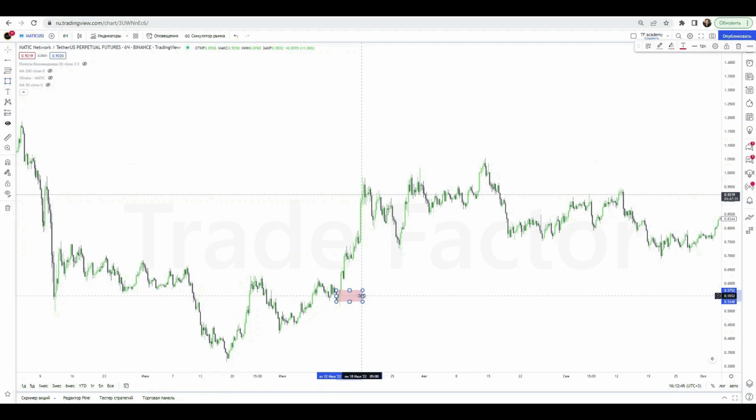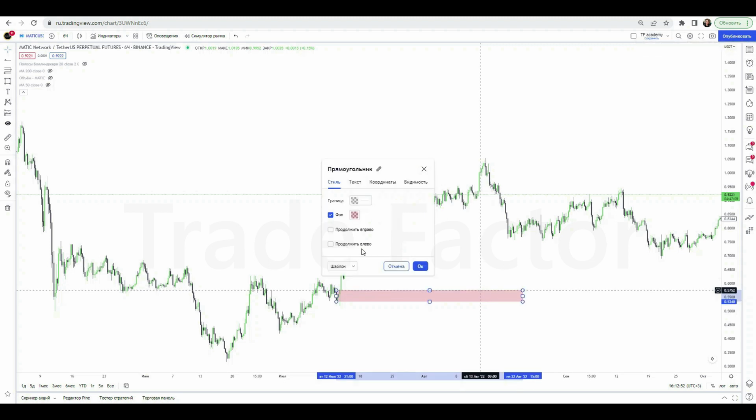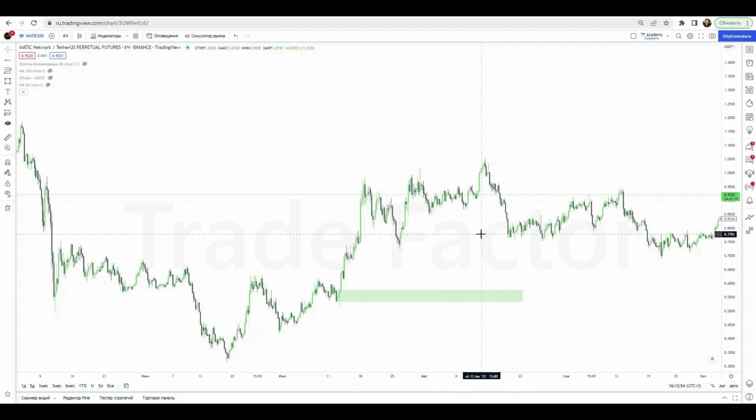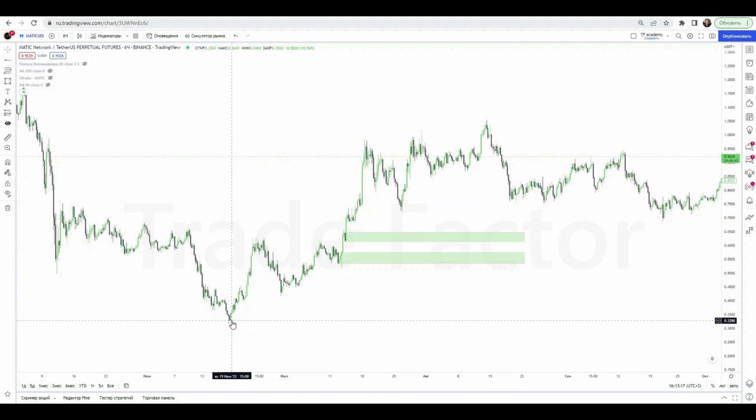For our convenience, I will mark the order blocks in green if we plan to buy from them. And I will mark the order blocks in red if we plan to sell from them. Here we have another order block and the impulse after it that engulfs the order block. Here is one more order block because it forms the impulse too.